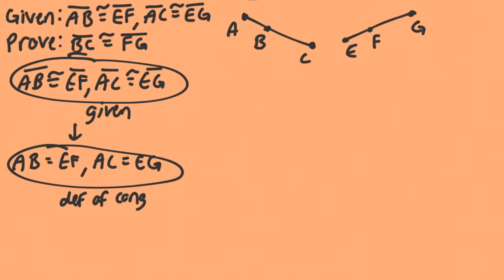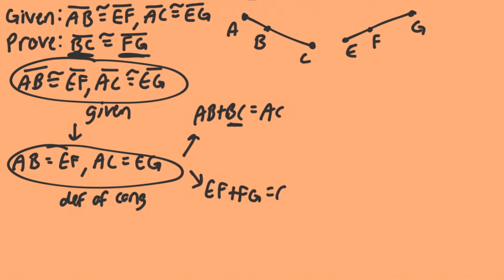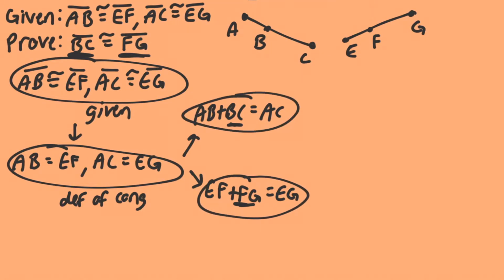Now we want to end up with a BC and an FG, so we need to introduce those somehow into the equation. I know that the length of AB plus the length of BC equals the length of AC, and now we have a BC in the proof. And I also know that EF plus FG equals EG, and now we have an FG in the proof. That is the segment addition postulate.